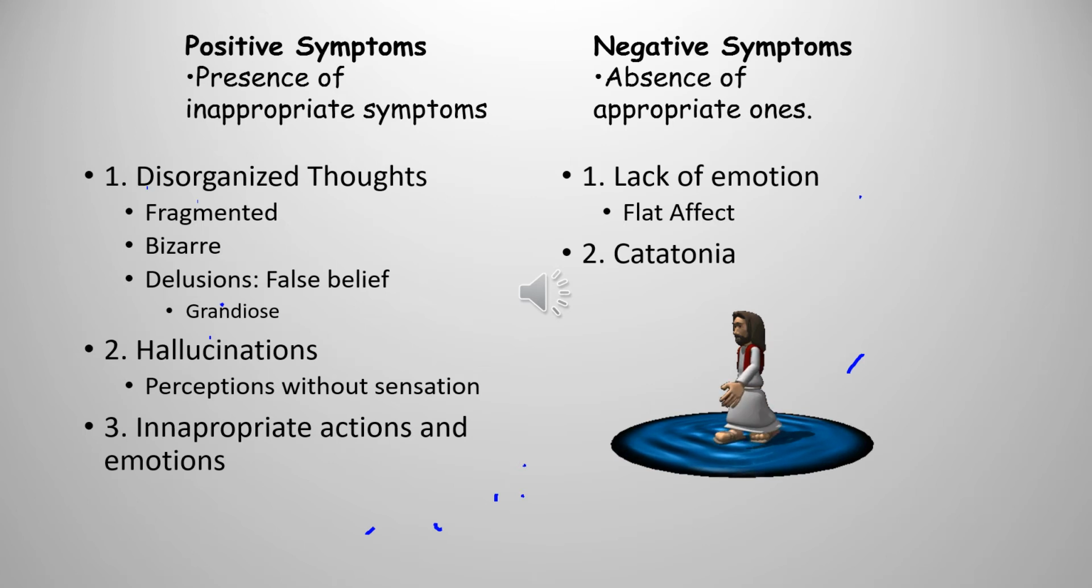The second negative symptom is catatonia, or being catatonic, and this is rare. It only affects about 1 to 2% of all people with schizophrenia, but it's like being frozen in some usually awkward position for an extended period of time, as if they are in a trance.